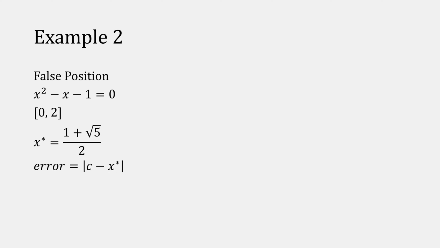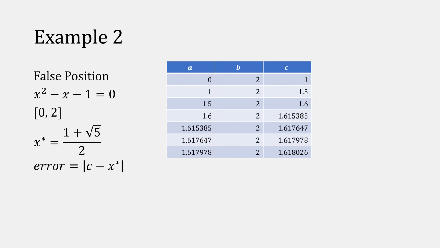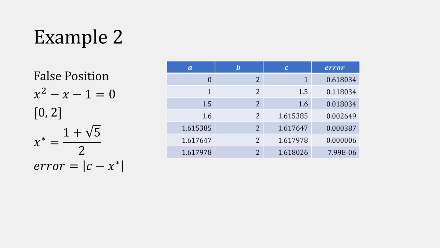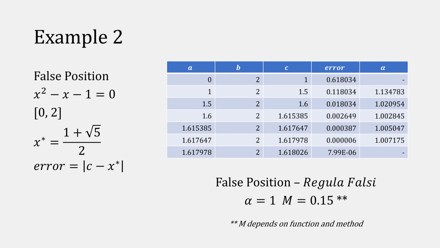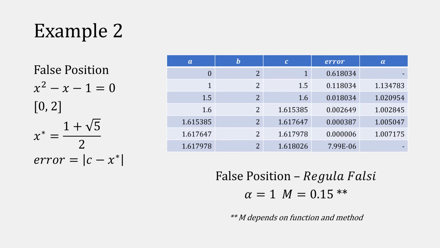Let's try to compute the alpha for another refining method, in this case, false position. We use the same example from earlier of x squared minus x minus 1 equal to 0, but now we'll need a larger interval because this one converges much more quickly. From our interval, 0, 2, we perform a few iterations of false position method. Then we can compute our errors, and afterwards we compute our alpha. Notice again that alpha in this case is about 1, meaning this is converging linearly. Indeed, for false position method, it's a linearly convergent function, and in this example, our m is about 0.15. Note though that m is going to change depending on the function and root finding method.